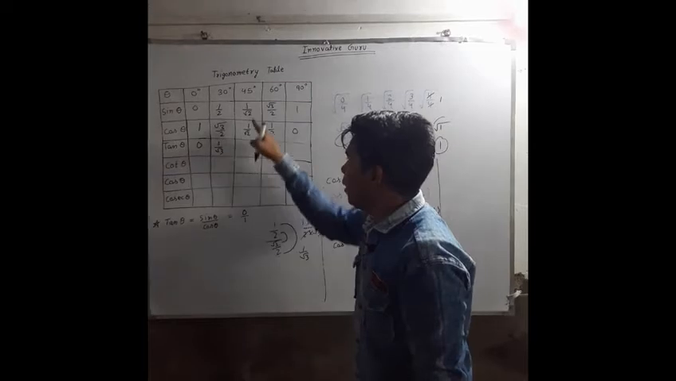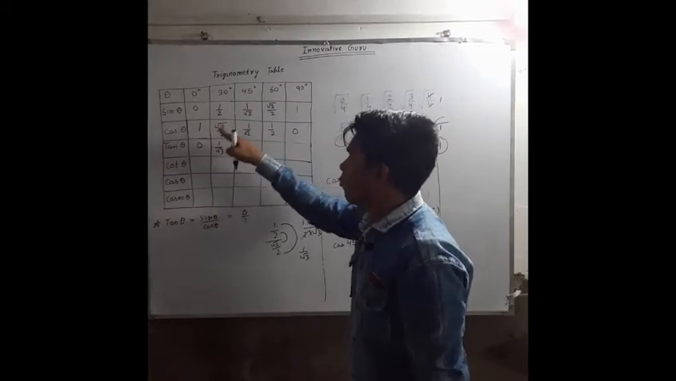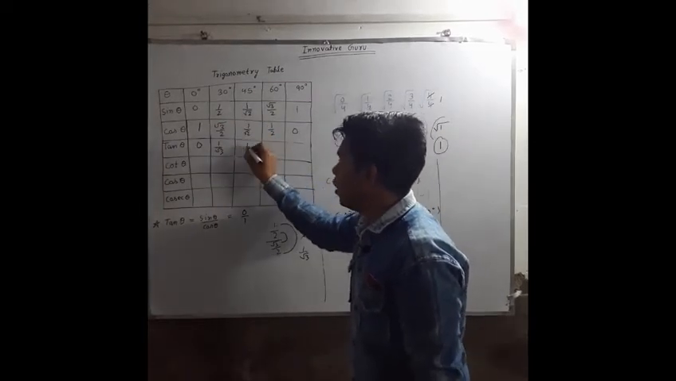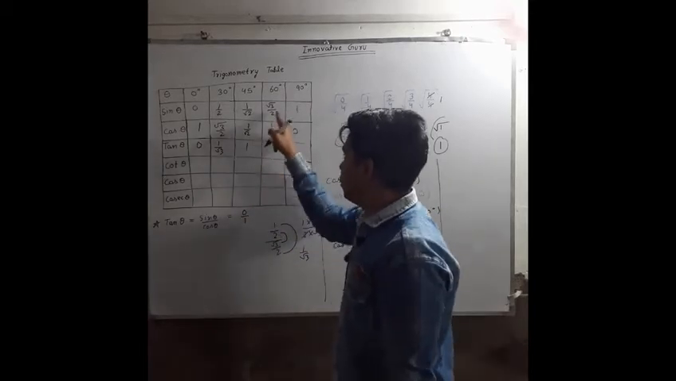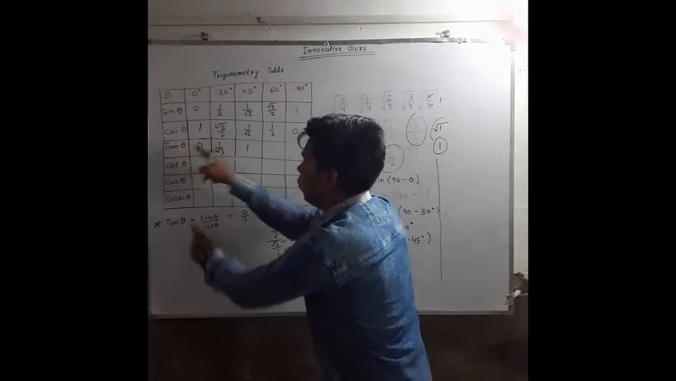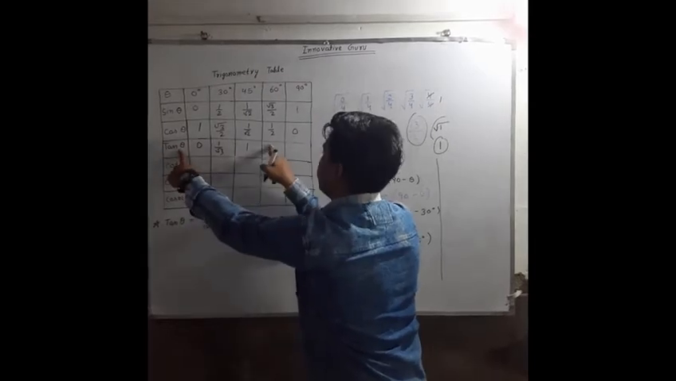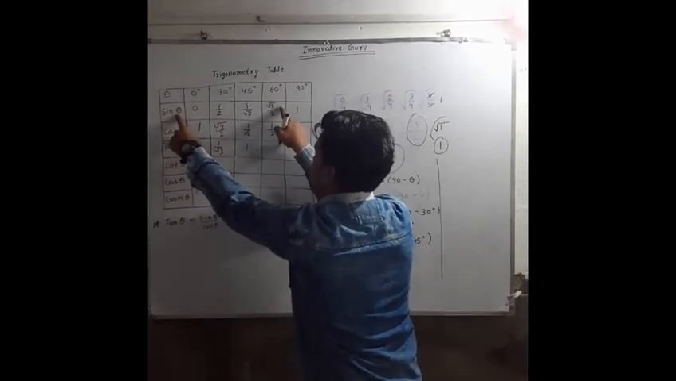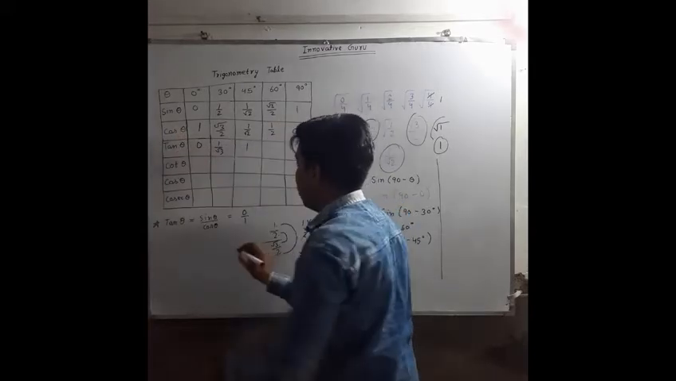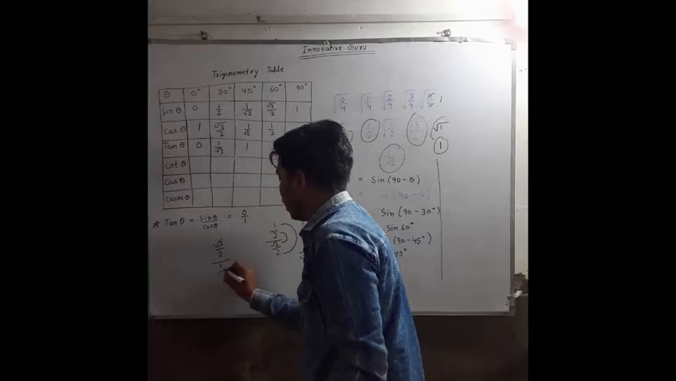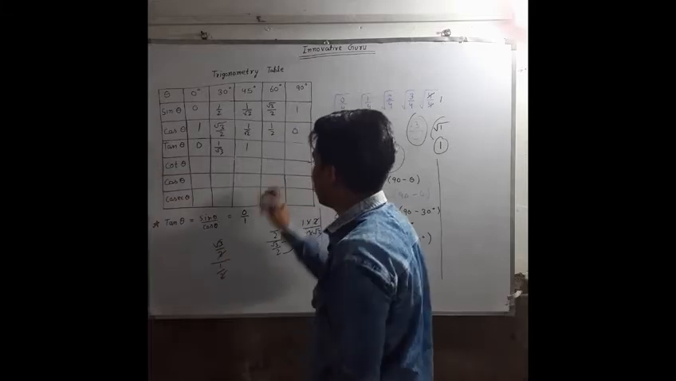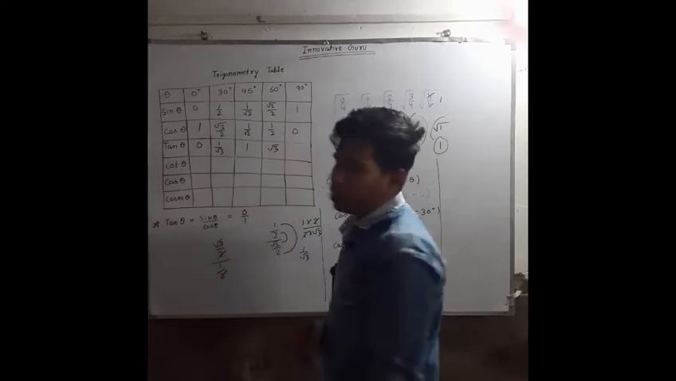Now you will divide sin 45 by cos 45. So the answer would be 1. And now focus on the next one. You want the value of tan 60. So you have to divide sin 60 by cos 60. So divide the value. You will get the answer. Do it fast. You have to cut the values. The answer is root 3.